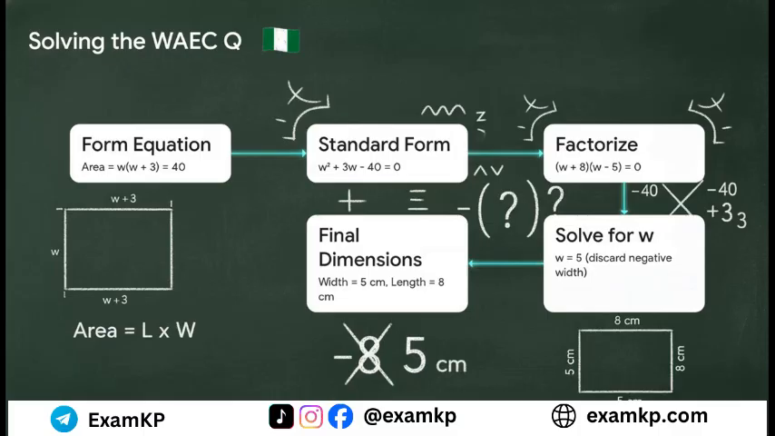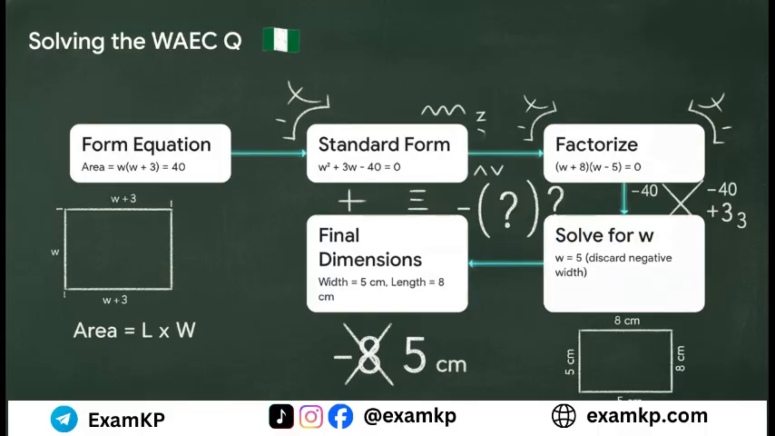Let's walk through this. First, the equation. We know area is length times width, so that's W times (W plus 3) equals 40. Now let's get it into that standard form we talked about. Multiply it out to get W squared plus 3W equals 40. Bring the 40 over to the other side and we have W squared plus 3W minus 40 equals 0.